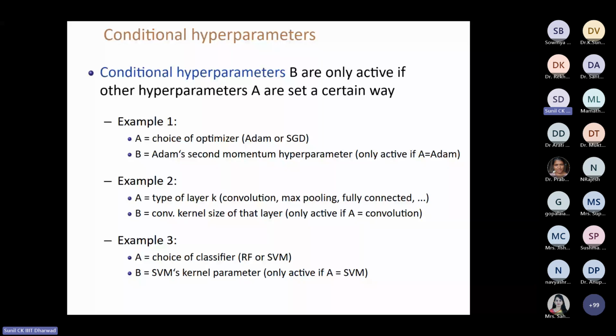That is how the conditional hyperparameters work. Example 2: if A is a type of layer, you say convolution, max pooling, or fully connected. So B says that the convolution kernel size of that particular layer is only active if A is equal to convolution. Right? Which one are you relying on, whether you want convolution, max pooling, or fully connected? So the kernel size will be active only when A is equal to convolution operations.